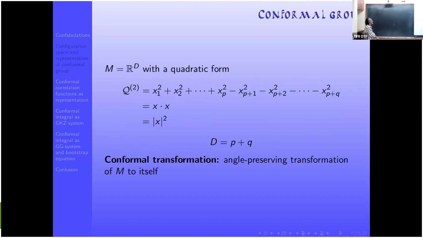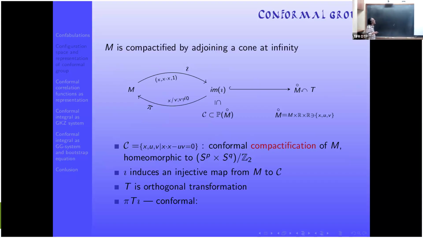So now let's start with the technicalities. As I said, I'll start with this. You can call it R^{p,q} in general. I'll assume that this is the quadratic form of this kind, with signature p minus q. These are notations. So x dot x is this, and it's called mod x squared. And conformal transformations are angle-preserving transformations from this M to itself. That's the definition of a conformal transformation.